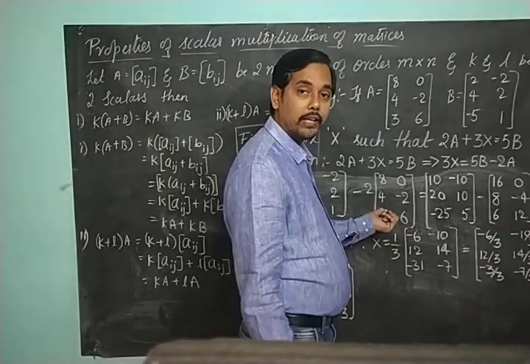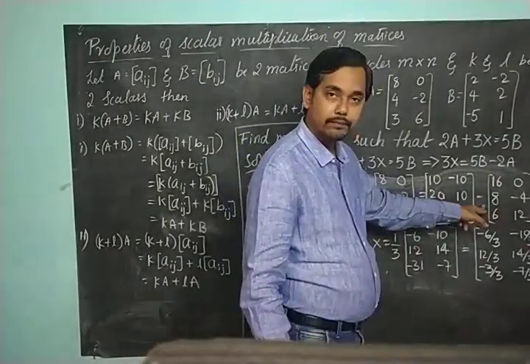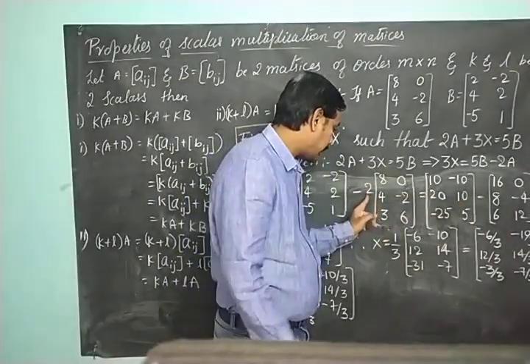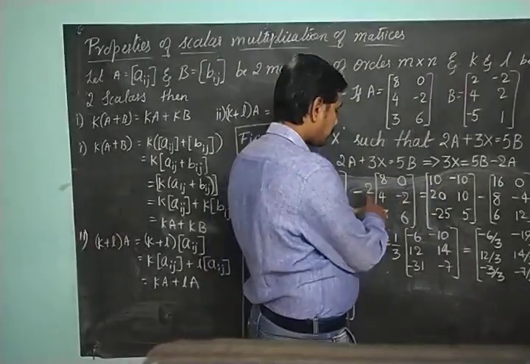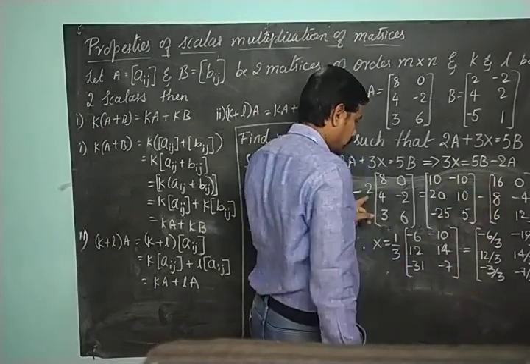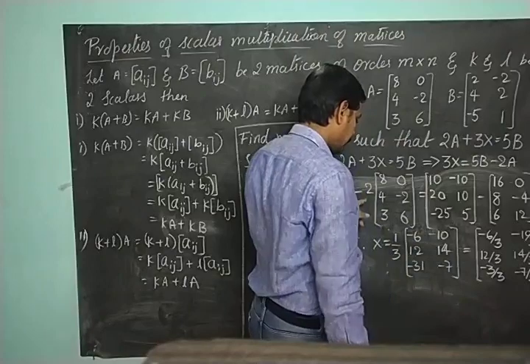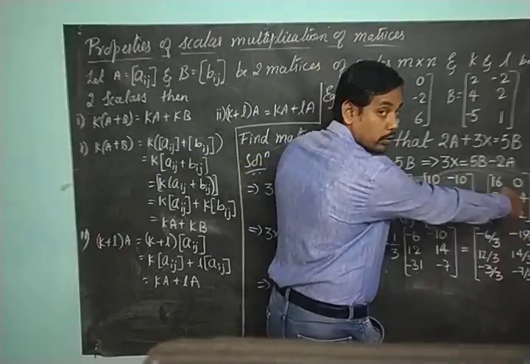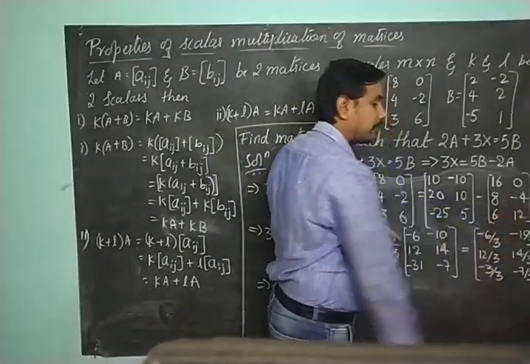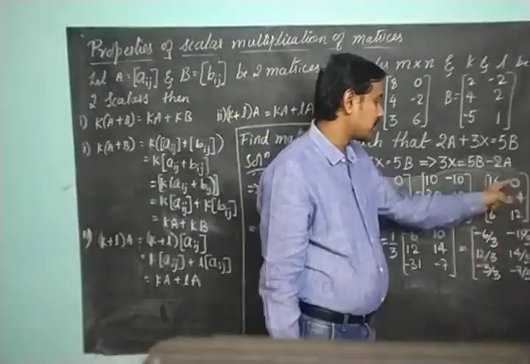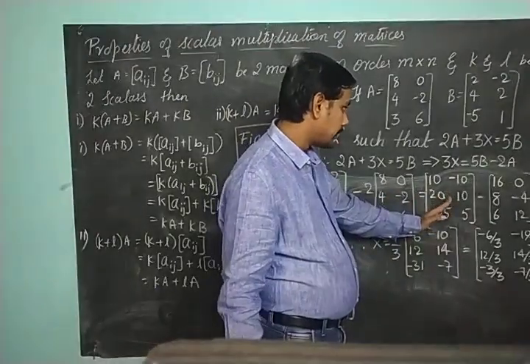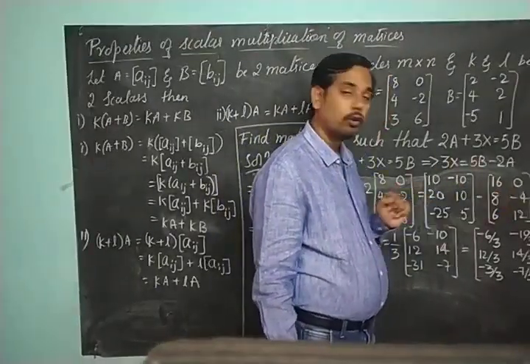Now we have 2 into matrix A. Keep this minus sign as it is. Don't make any change with this minus sign. Now multiply this 2 inside. 2 into 8, 16. 2 into 0, 0. 2 into 4, 8. 2 into -2, -4. 2 into 3, 6. 2 into 6, 12. If you multiply 2 inside, you get 16, 0, 8, -4, 6 and 12. So this is 5 into matrix B, and this is 2 into matrix A.